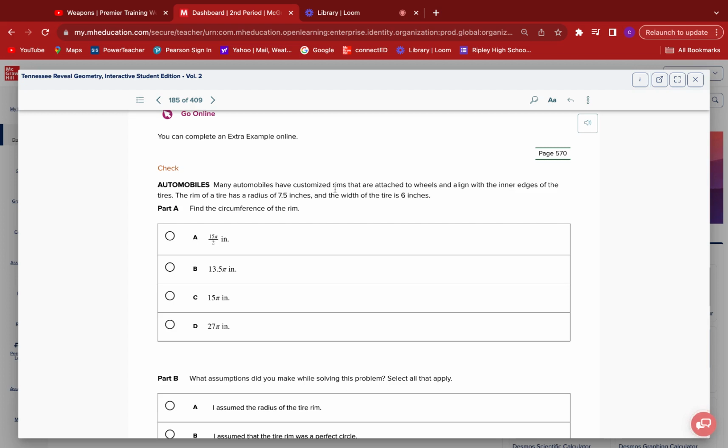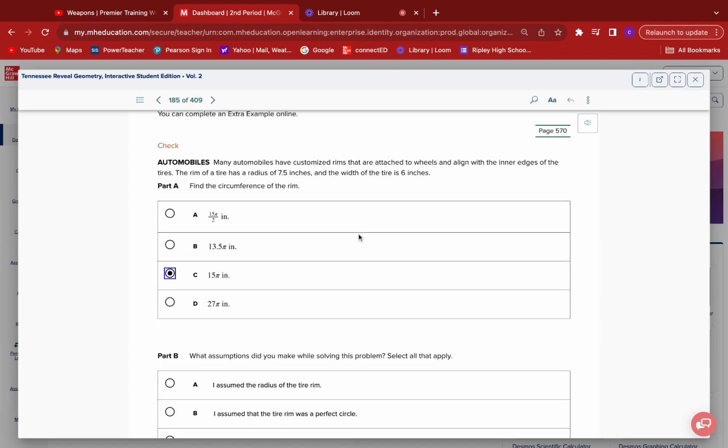So I'm going to multiply the 7.5 times 2 to change it to a diameter. So 2 times 7.5 would be 15. And then stick a pi symbol right behind that. So, yeah, there's part A, 15 pi. Again, the problem is asking for the circumference of the rim. That has nothing to do with the tire. It's just the rim only. I have a suspicion part B will deal with the 6.